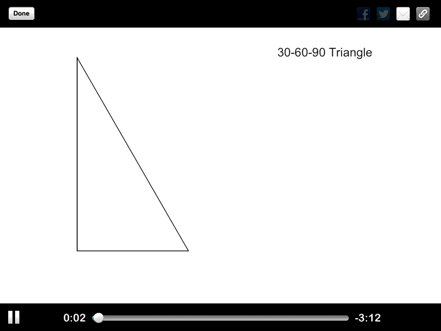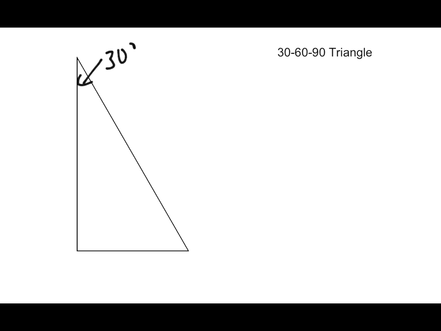In a 30, 60, 90 triangle, you have an angle that is 30 degrees, an angle that is 60 degrees, and an angle that is a 90-degree right angle. If you're given the length of one of the sides, you're able to find the length of the other two sides. Let's say, for instance, right now we're given the side that is the shortest, which is opposite of the 30-degree angle. We can call this side 2 for right now.